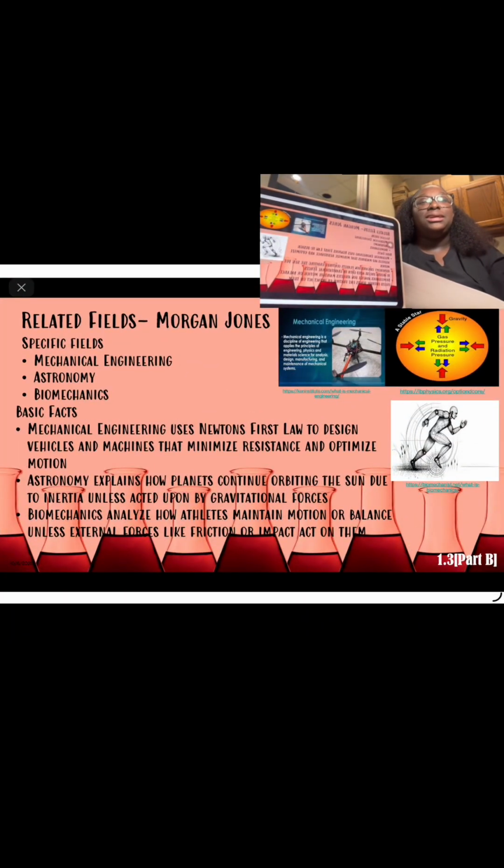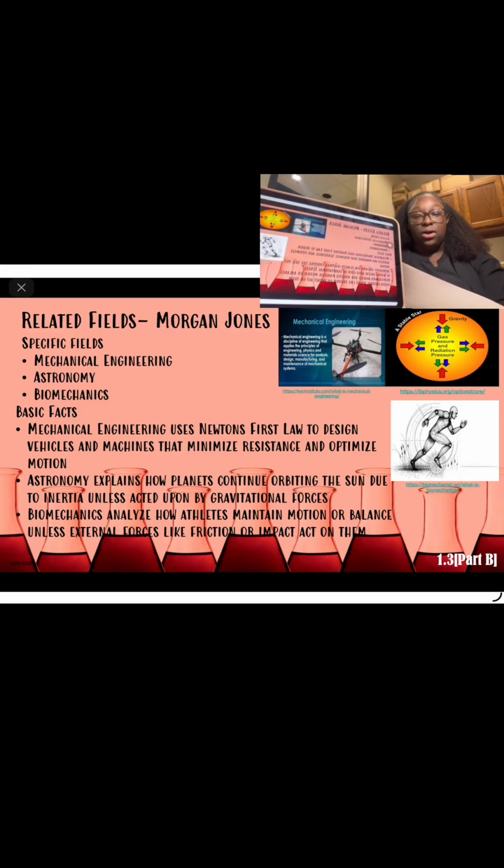In this slide, we are going to see how Newton's first law connects to other scientific fields. It applies to many specific fields such as mechanical engineering, astronomy, and biomechanics. In mechanical engineering, the law is used to design machines and vehicles that reduce resistance and move efficiently. In astronomy, it explains how planets keep orbiting the sun due to inertia, unless acted upon by gravitational forces. In biomechanics, scientists study how athletes maintain balance and motion unless forces like friction or impact act on them.